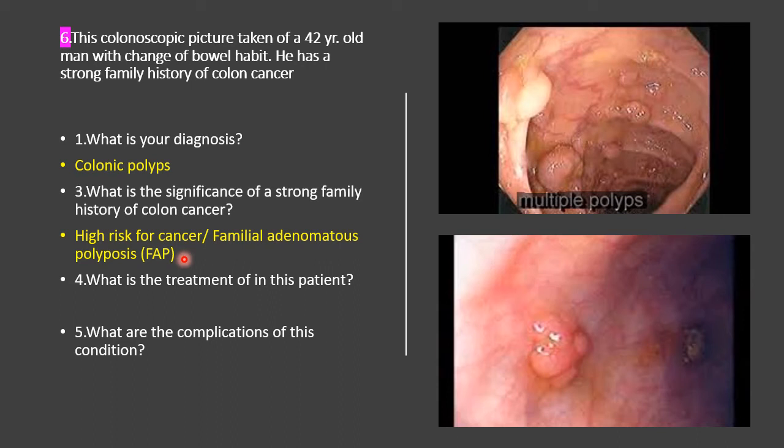of colon cancer. What is the treatment for this patient? Polypectomy. Usually endoscopic polypectomy is the treatment of choice. What are the complications of this condition? Bleeding, ulceration and bleeding is an important complication. Malignant change to become adenocarcinoma. Okay, these are the two common dreaded complications of colonic polyps.